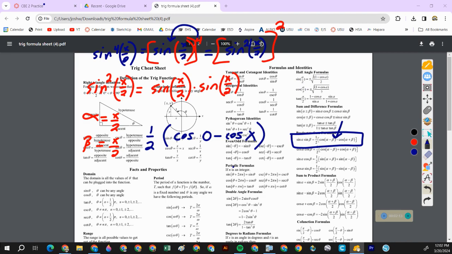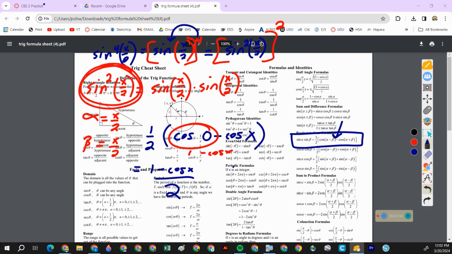Okay, so now the cosine of 0 is 1. So 1 minus the cosine of x times 1/2. So we get 1 minus the cosine of x over 2. And remember, that is equal to sine squared. But in the original problem, it was sine to the 4th. So if I raise this to the 2nd power, I need to raise this to the 2nd power.